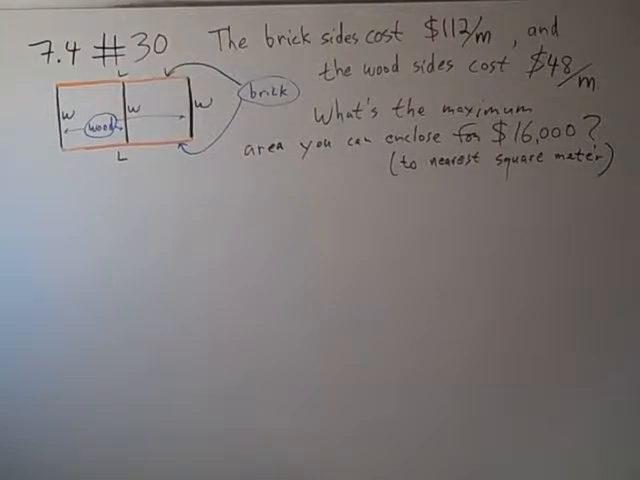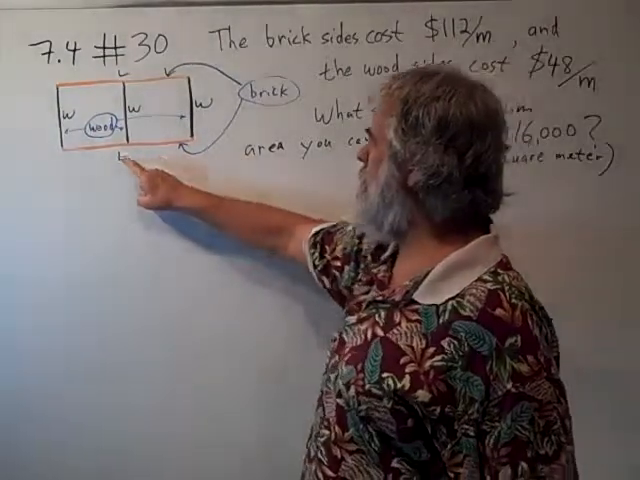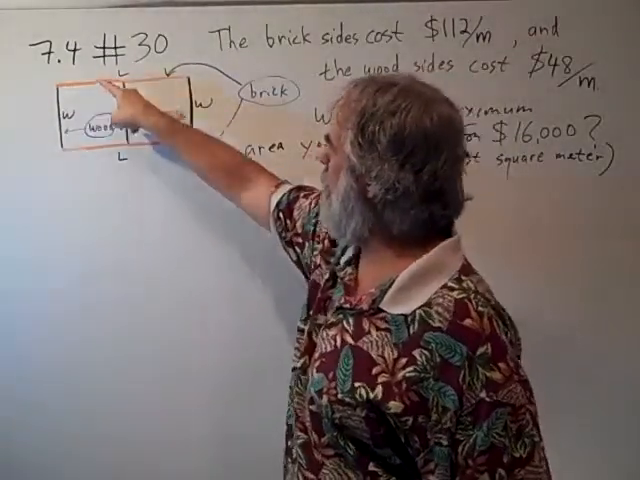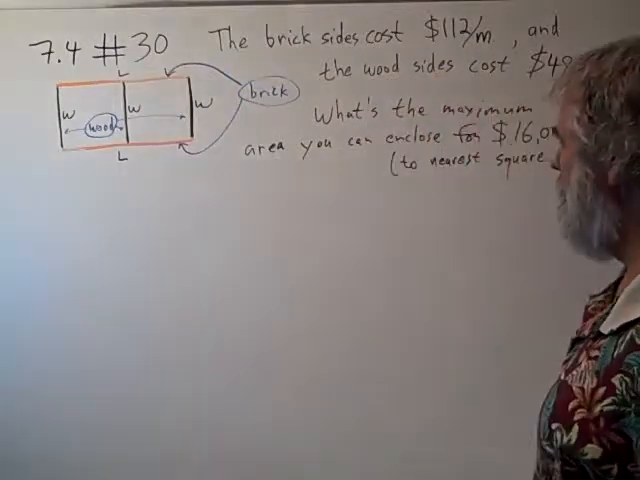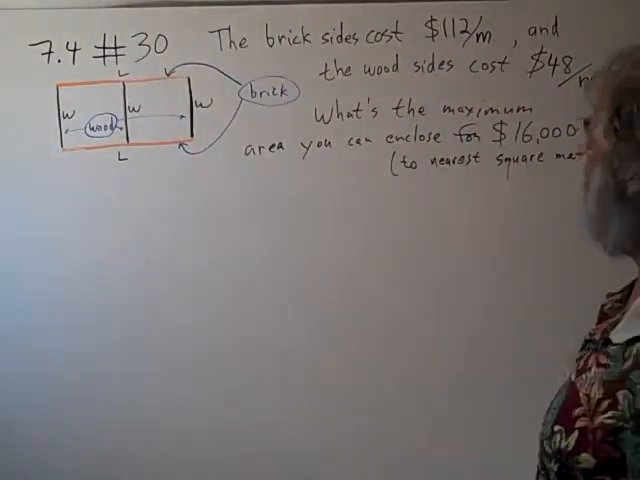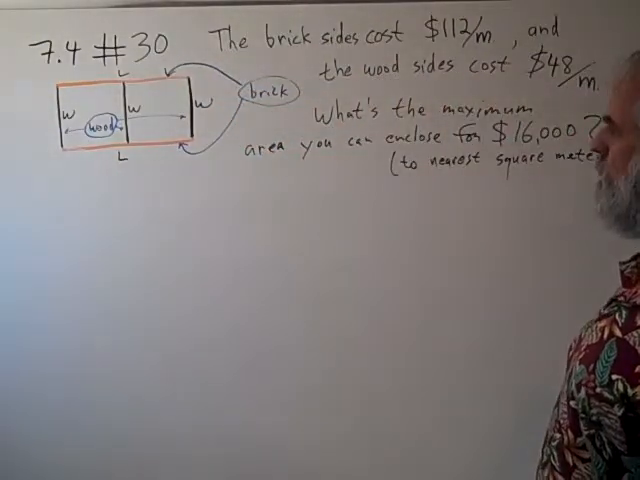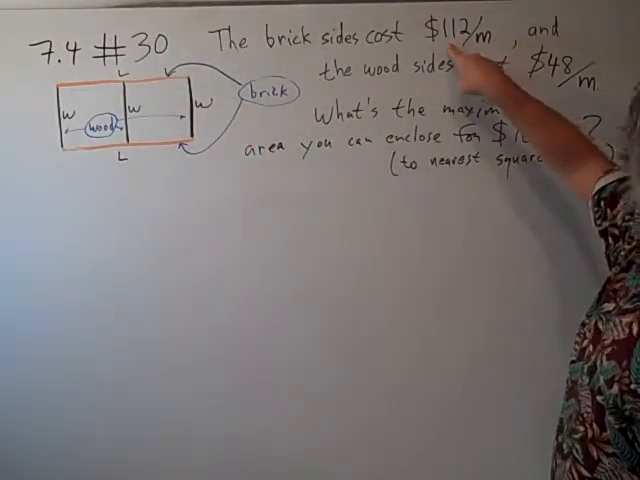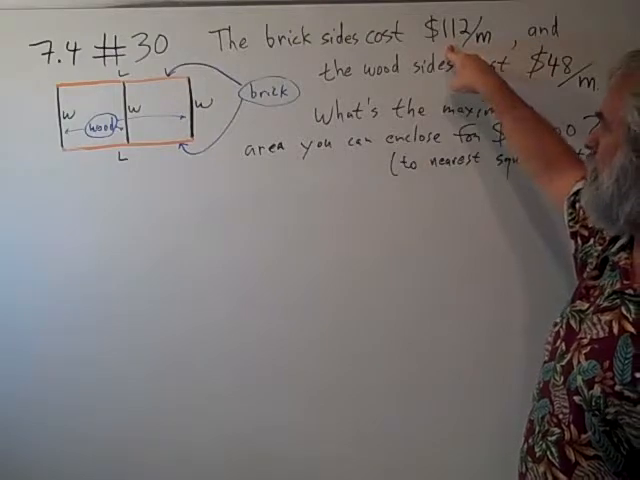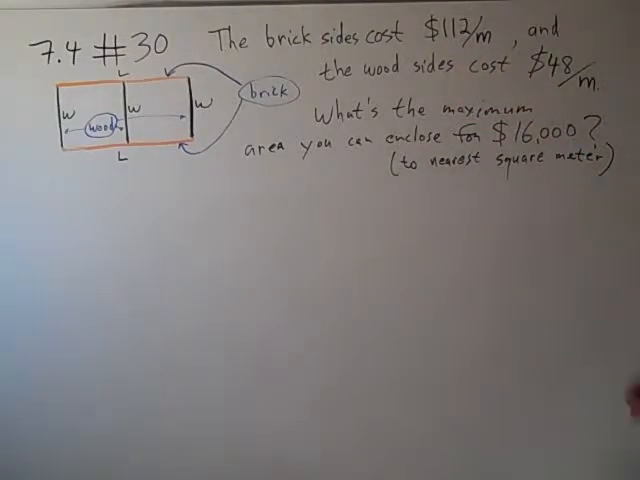Okay, we've got an enclosure here we're trying to build. Two sides are made of brick and are each of length L meters, and three sides are made of wood and each is of length W meters. The brick sides cost $112 per meter, and the wooden sides cost $48 per meter. So what is the maximum area you can enclose for a budget of $16,000, rounded off to the nearest square meter?